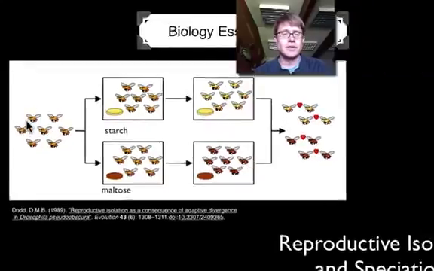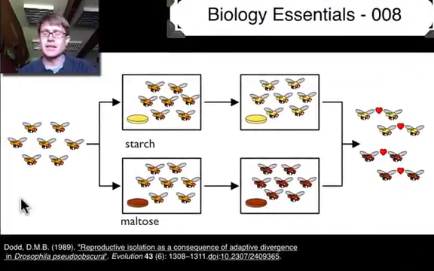An example of this, a really good example of this, is Diane Dodd in the 1980s. She took a group of fruit flies and she just fed them different things. So this group ate just starch, and these ones ate just maltose. And after 8 generations, when they were done, a group of individuals that originally would interbreed ignored each other.